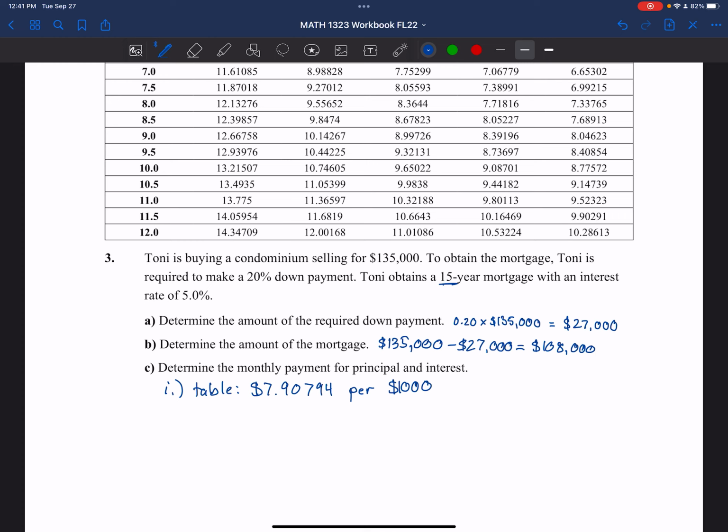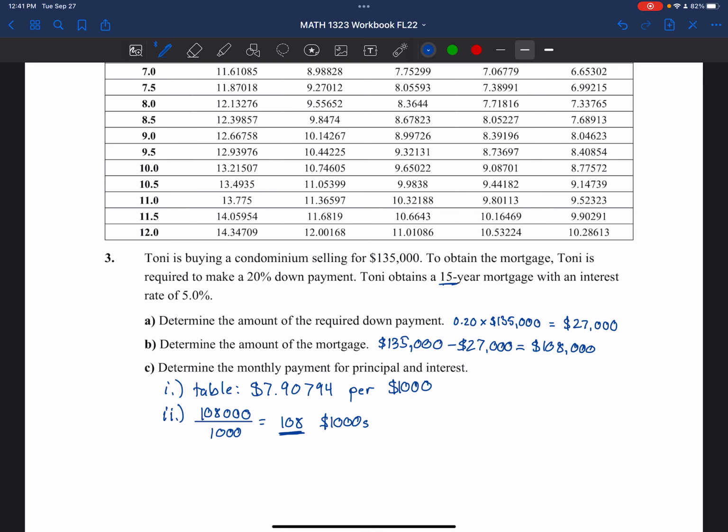Okay, the second step right here is to go ahead and do 108,000, the amount financed, divided by 1,000 this time. So that is going to be 108. So there's $108,000 that was financed. So again, the 108 is the important part.